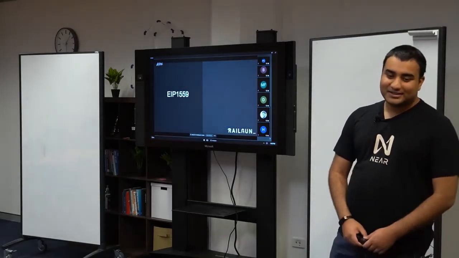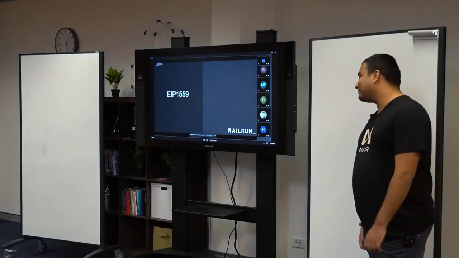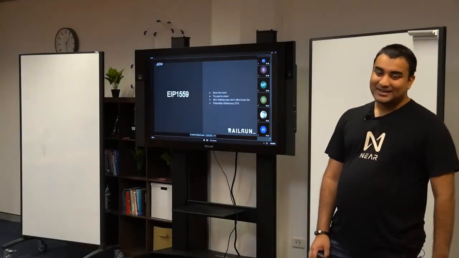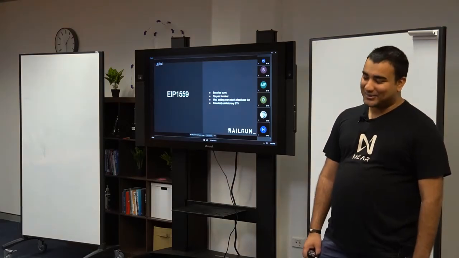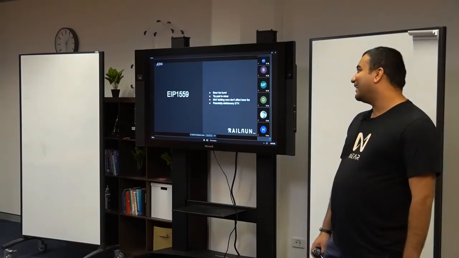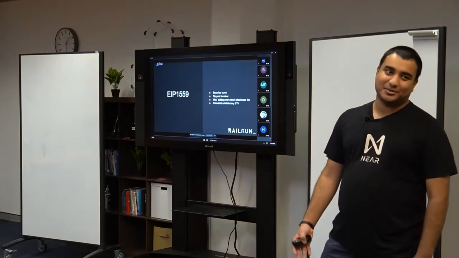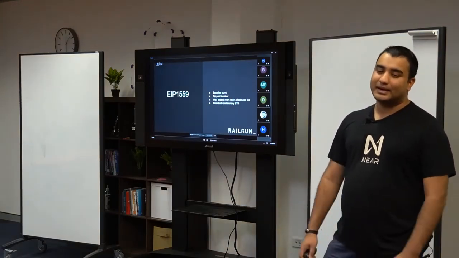I guess that's a rundown on ETH 2.0. Coming to EIP1559, there's a lot less to talk about. It's sometimes considered part of ETH 2.0, but it is a separate upgrade.